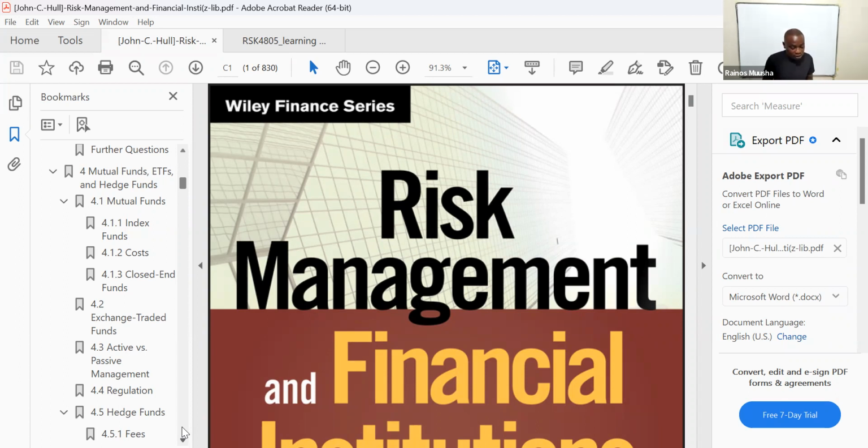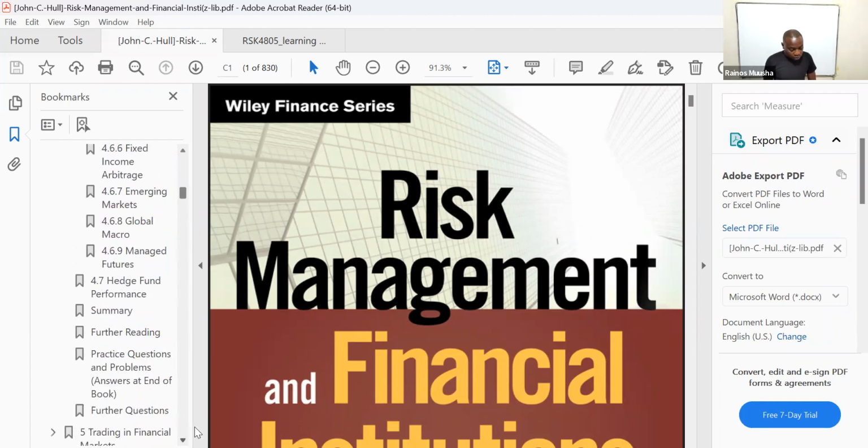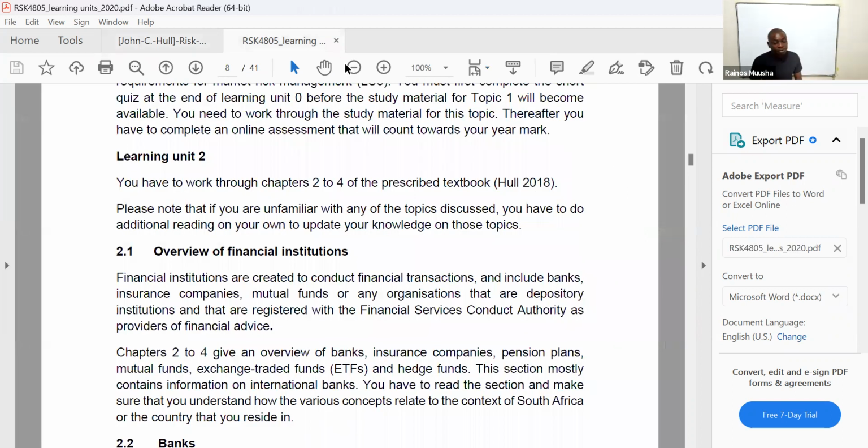Then we also look at exchange traded funds, which are the ETFs. And we also look at hedge funds, and we'll see how they work, and what the advantages and disadvantages are of choosing any of these types of investment vehicles. So that's basically what is covered in chapters 2, 3, and 4 of the textbook. And remember, chapters 2, 3, and 4 of the textbook is what is covered in learning unit 2.